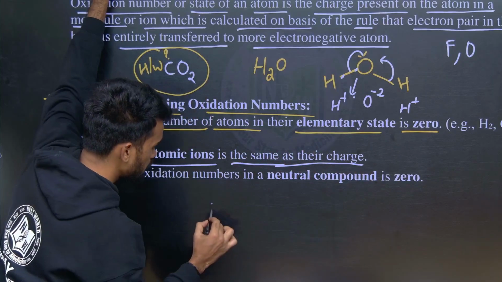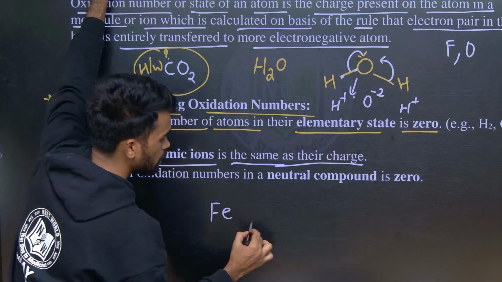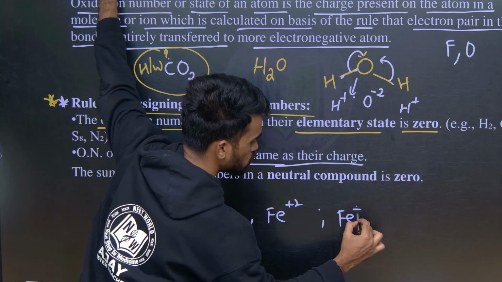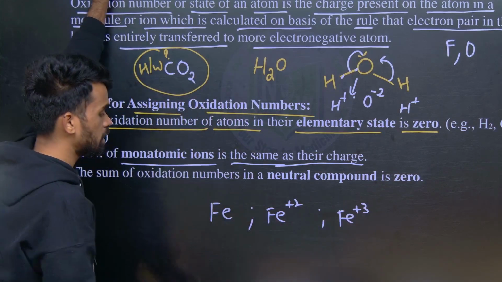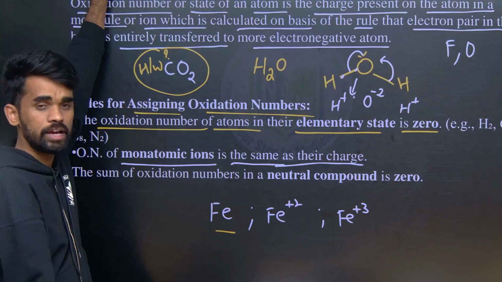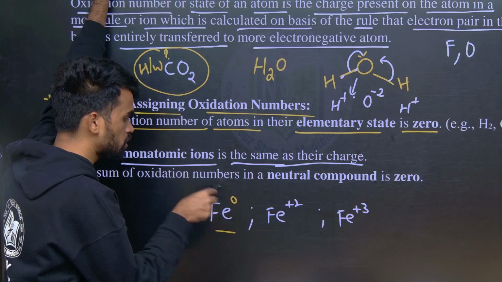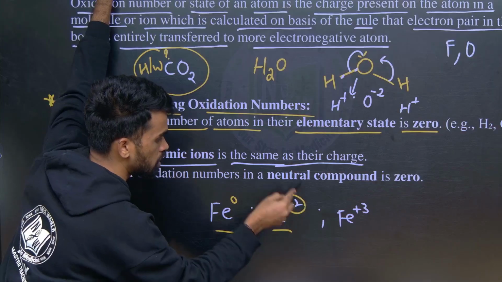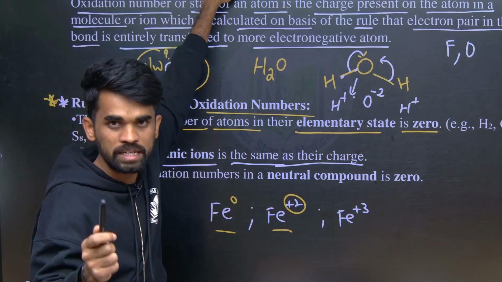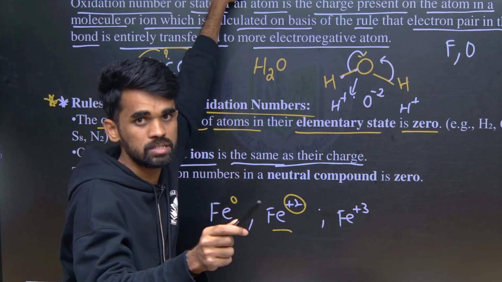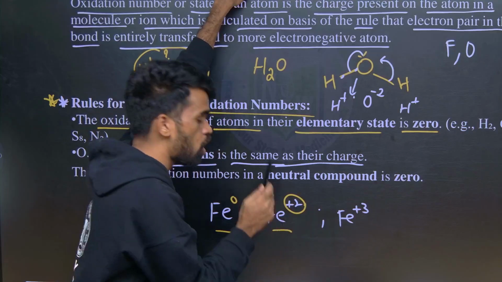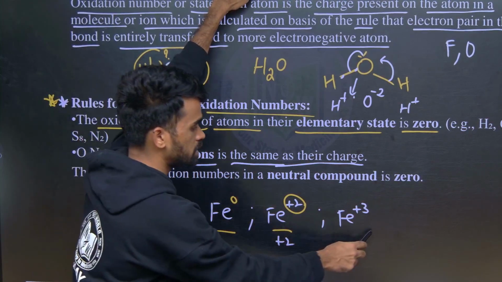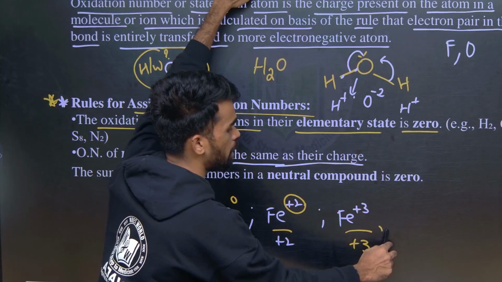For example, here I am writing iron, Fe, here iron +2 and here Fe +3. So what are the charges here? See, this is the elementary state of iron. There is no charge, therefore its oxidation state is 0. Now here iron with +2 charge. Whenever an element is written with some charge, that charge is its oxidation state. So for this +2 is the oxidation state. For this +3 is the oxidation state. I hope it is clear.